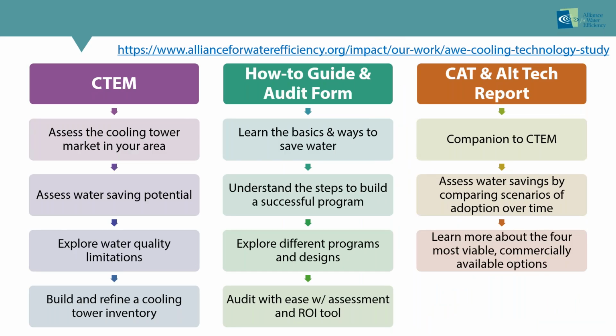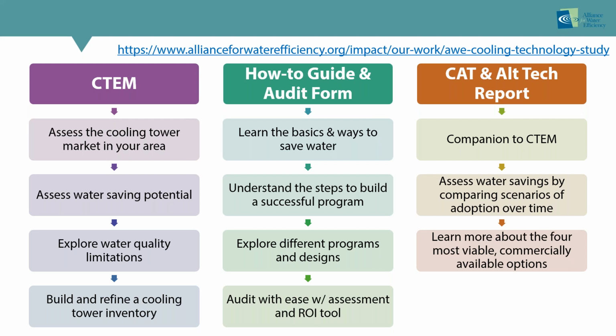Here are the resources that were developed to address those project objectives. The first column is CTEM, or the Cooling Tower Estimating Model. This is what you're going to use to assess the market in the area. This is what you're going to use to figure out how many cooling towers might there be. Are these a lot of large facilities, or is it more smaller commercial type facilities? How much water could we potentially save by addressing cooling towers? You'll be able to explore any water quality limitations or options there, and ultimately also help you start and then continue to refine your cooling tower inventory.